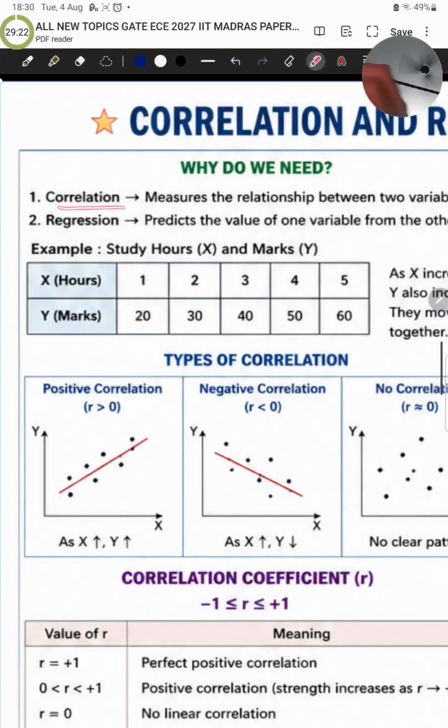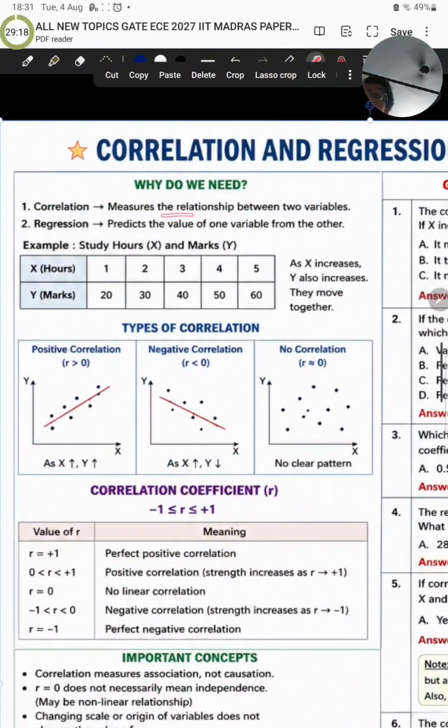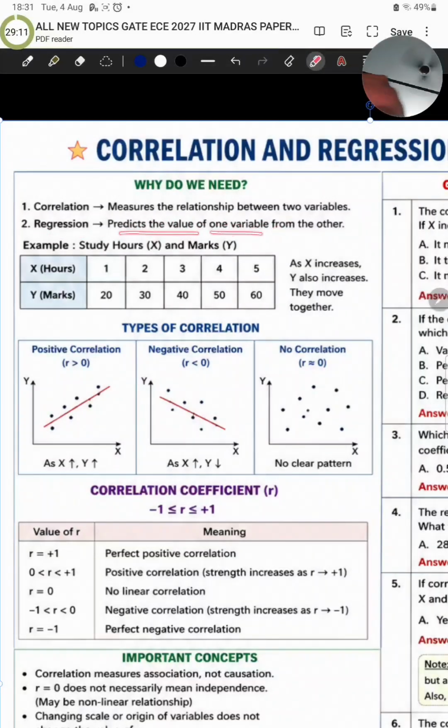Correlation measures the relationship between the two variables, and regression predicts the value of one variable from the other. Now here x is in hours and y is in marks.